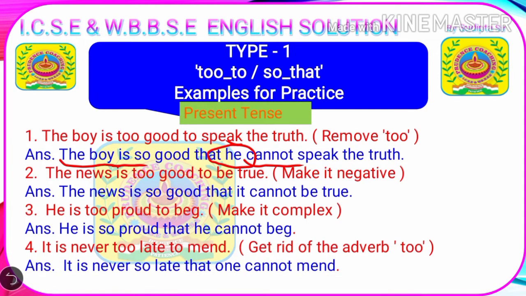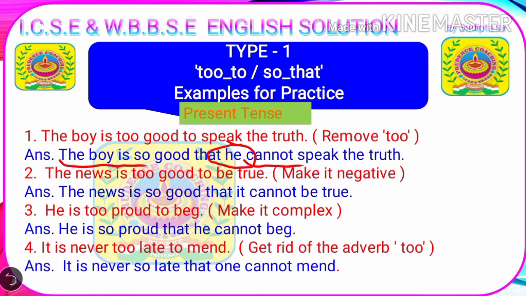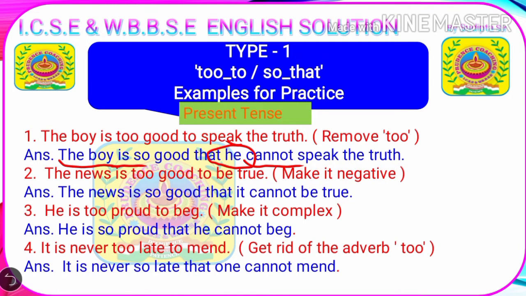The second question is, the news is too good to be true. Make it negative. The news is so good that it cannot be true. The third one is, he is too proud to beg. Make it complex. He is so proud that he cannot beg.